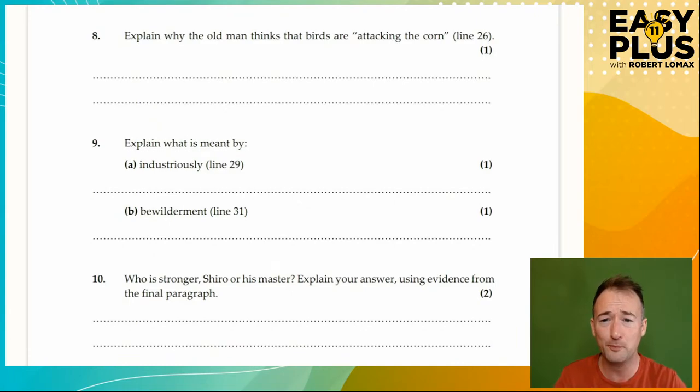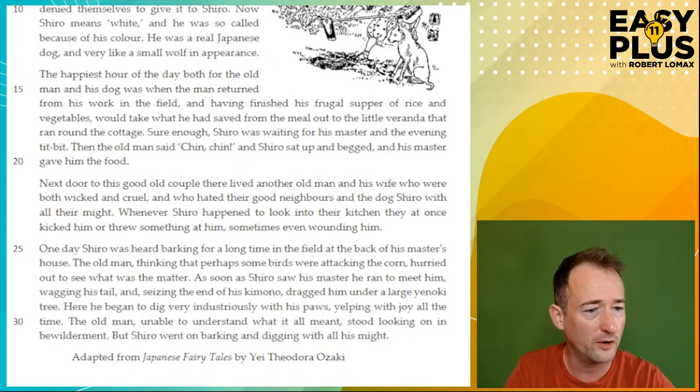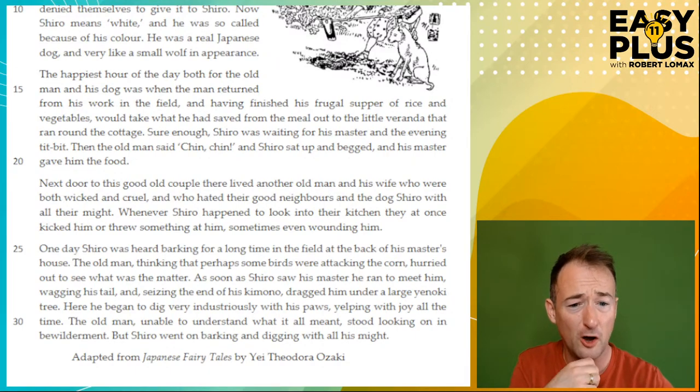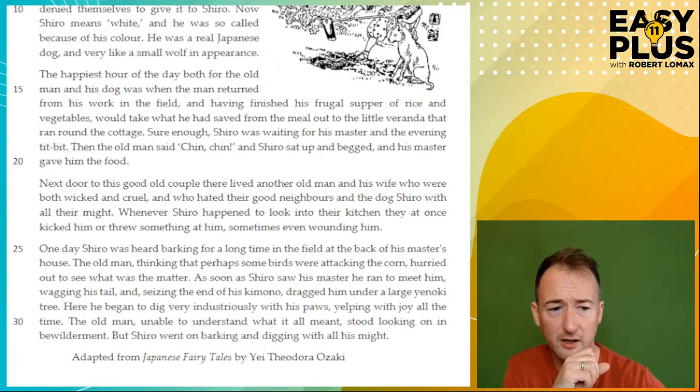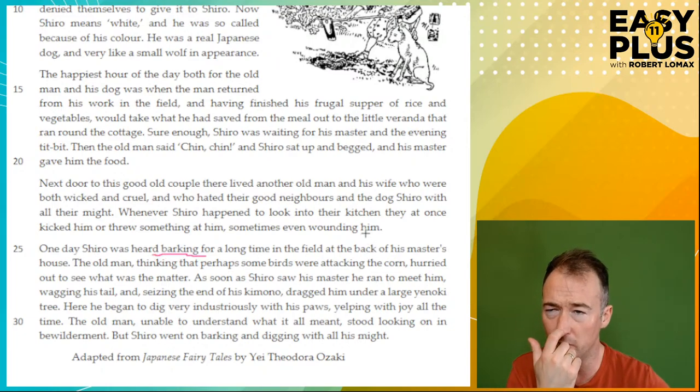Okay, question 8. Explain why the old man thinks that the birds are attacking the corn. Line 26. So let's go into the text and have a look. So one day, let's read from just before line 25. One day, Shiro was heard barking for a long time in the field at the back of his master's house. The old man, thinking that perhaps some birds were attacking the corn, hurried out to see what was the matter. So Shiro barks and the old man runs out and thinks some birds are attacking the corn.